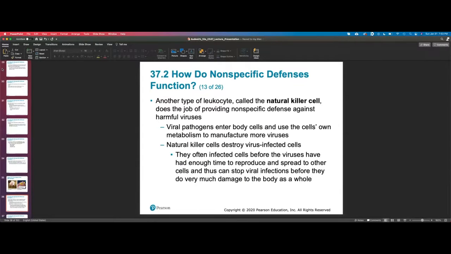So natural killer cells are unique because they can actually destroy cells. Bacteria tend to colonize in your interstitial fluid, outside of cells, whereas viruses tend to colonize inside cells. So you have the macrophages, which specialize in eating something in the bodily fluid, and then the natural killer cells trying to target infected cells to digest them.